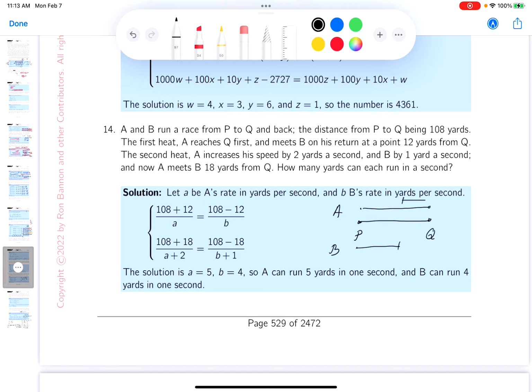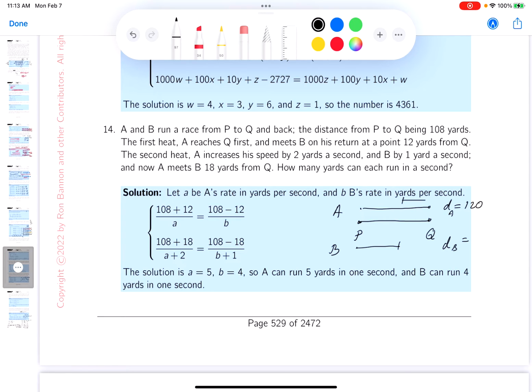So I'm going to talk about the distance first, and then we'll talk about the race and the times and things like that. So the distance that A goes would be 108 plus 12. He did the 108, but then runs back 12, so that's 120 yards. Let's talk about the distance that B ran in this race.